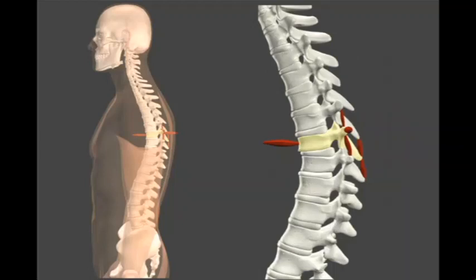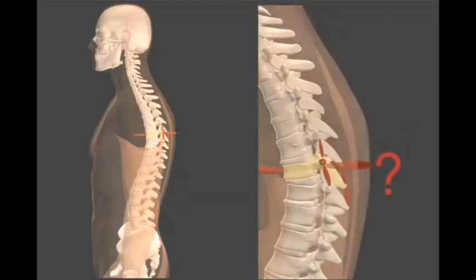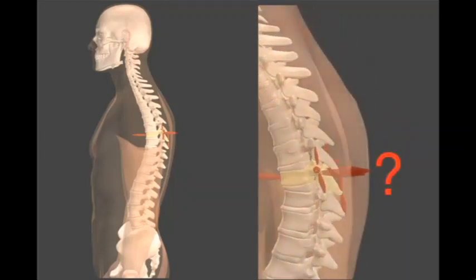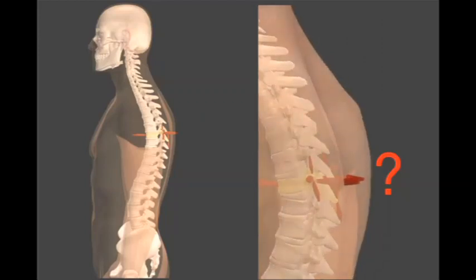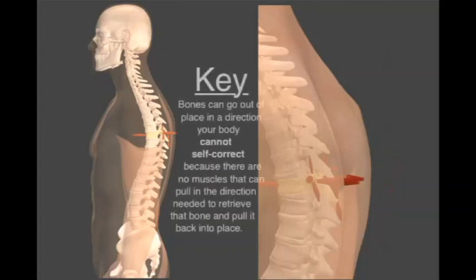Now, by the way, even if you did have muscles that attach from the spine to something behind it, again, where would they go? There's nothing behind there. They'd have to go through your skin, and you'd have to attach them to a hook on the wall or something like that in order for that to pull back. So that is the key. Bones can go out of place in a direction your body cannot self-correct because there are no muscles that can pull in the direction needed to retrieve that bone and pull it back into place. And that's more of a key than you could possibly imagine.